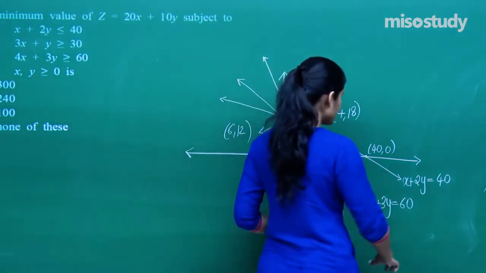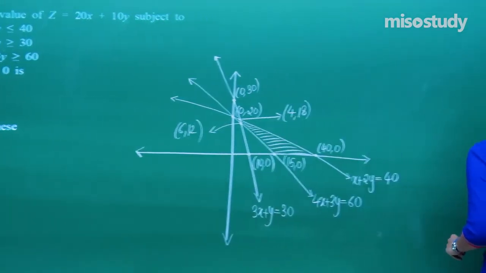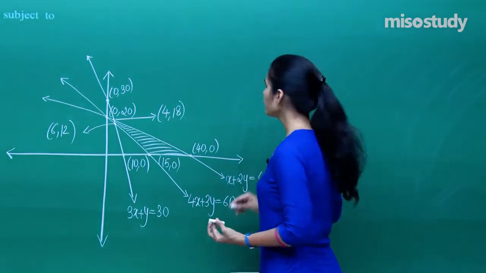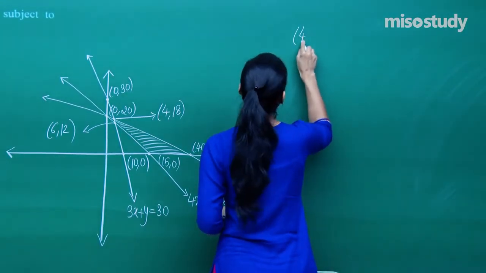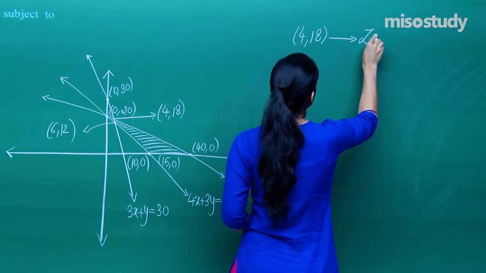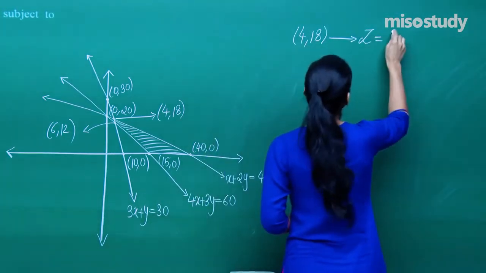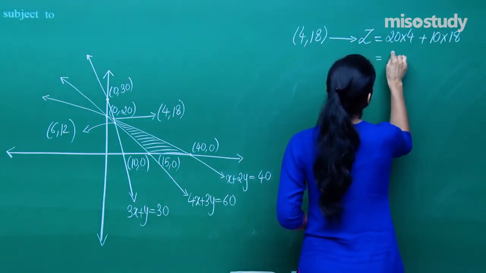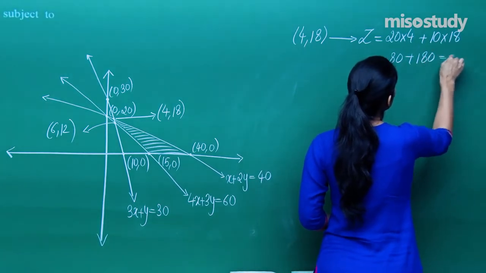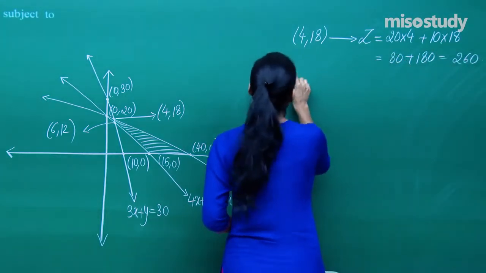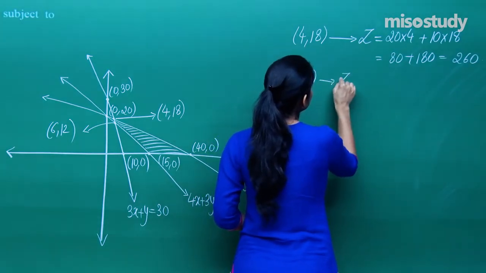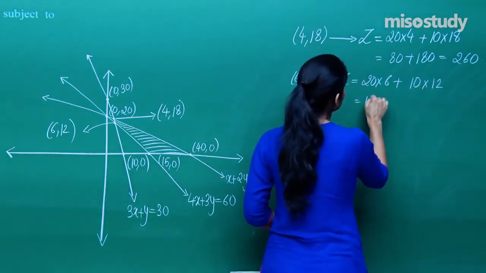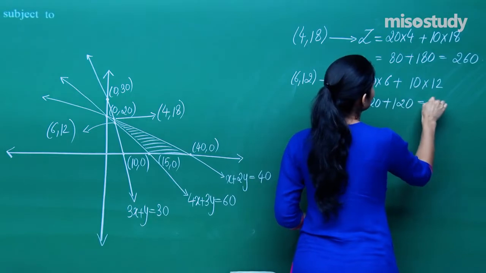When I talk about all these 4 points, which are the corner points of my feasible region, which is the shaded region, to get the minimum value of z, I compute the value of z at all these 4 points. So the first one is 4 comma 18. At this point, z is equal to what? 20x plus 10y. 20 into 4 plus 10 into 18, which is 80 plus 180, which is 260. Then I have 6 comma 12. Z is 20x plus 10y, which is 120 plus 120, which is 240.